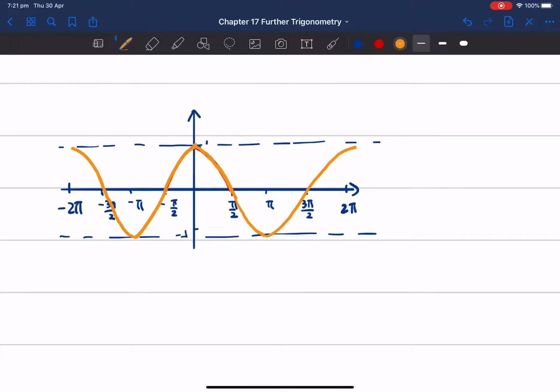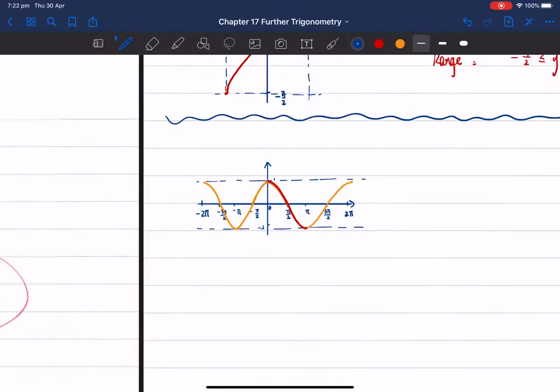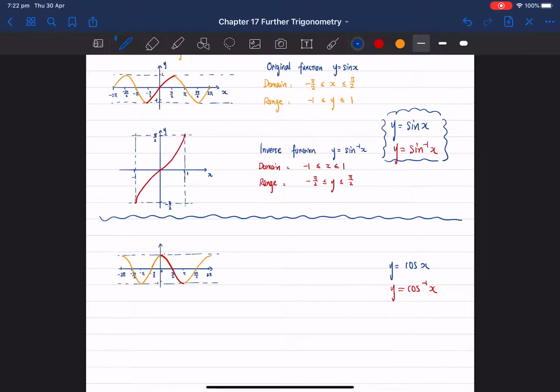So you're going to choose a different part of the curve. This time, the part of the curve that you're going to choose is this part, from 0 to pi. If you look at this part of the curve, it is one-to-one. Horizontal line test passed. You can draw a horizontal line and only touch one point. So that is going to be the domain I'm going to restrict for finding the inverse function there. Okay, so let's write this down.